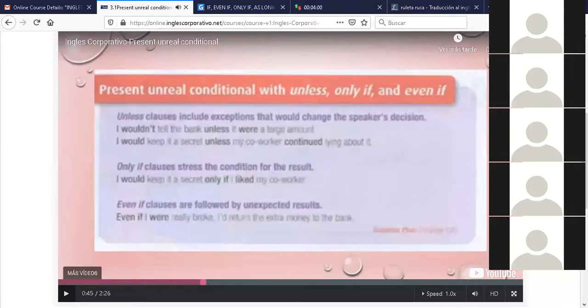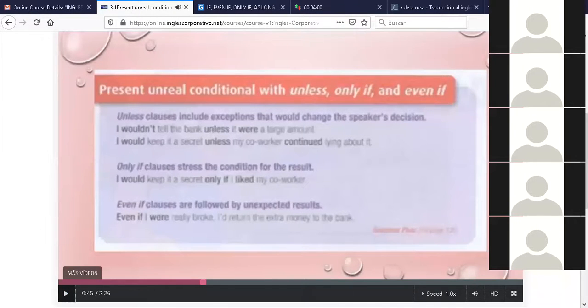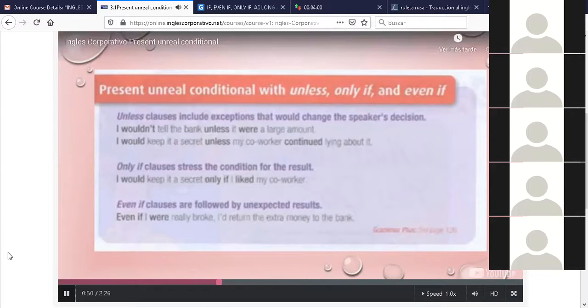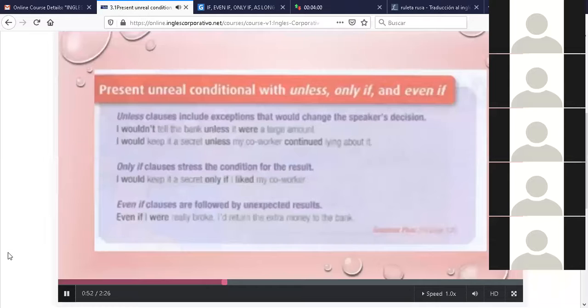All right, guys. The next one. Let me go ahead and share this real quick. And as homework, please give me 5 examples of each. Everything we do today, 5 examples. Even if clauses are followed by unexpected results. Even if you were really broke, I would return the extra money to the bank.